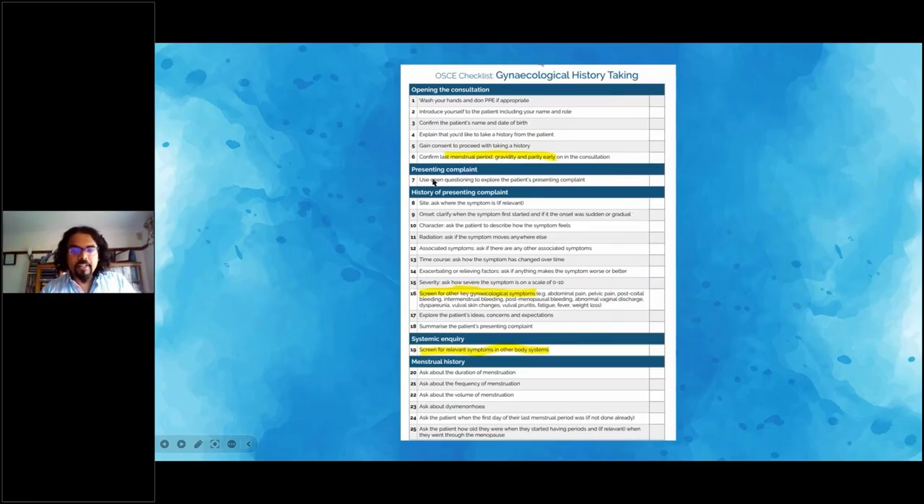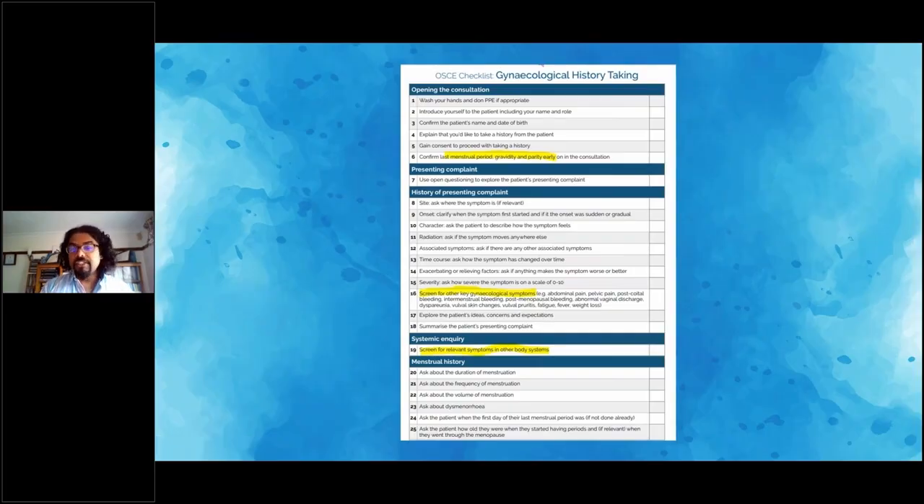Apart from this bit relates to the SOCRATES side of stuff, so mainly related to pain, of course, as we know. But this next bit is quite important, screening for other key gynaecological symptoms. So all of these questions are usually very relevant to ask about in gynae history. Abdo pain, pelvic pain, postcoital bleeding, intermenstrual bleeding, postmenopausal bleeding, abnormal vaginal discharge, dyspareunia. Now that can be both deep or superficial, and there are different differentials based on that, but asking just about pain during sex is usually enough.